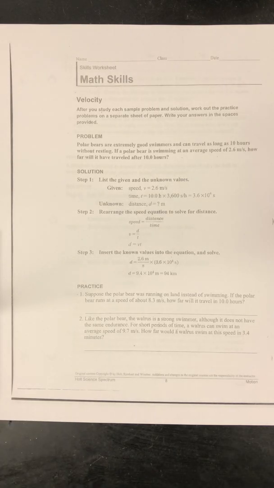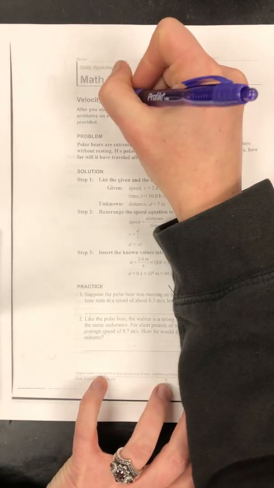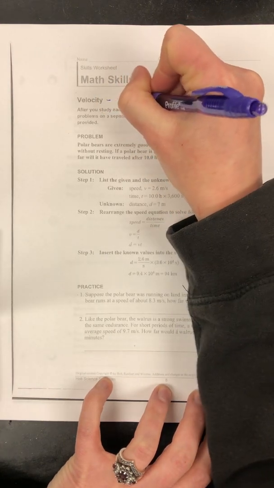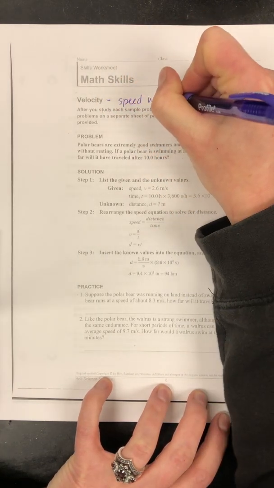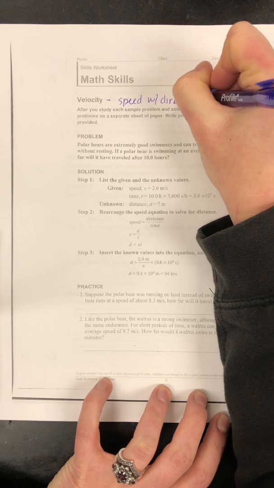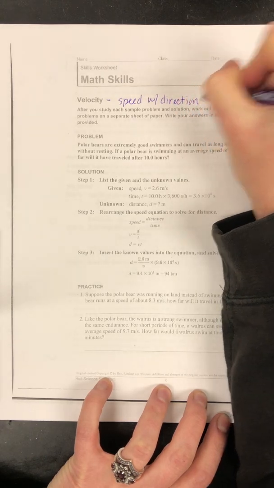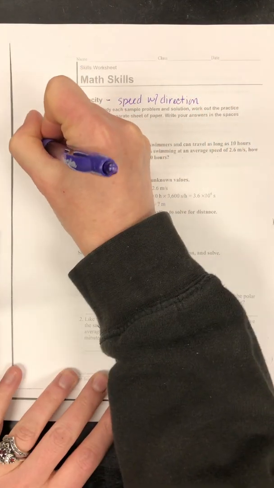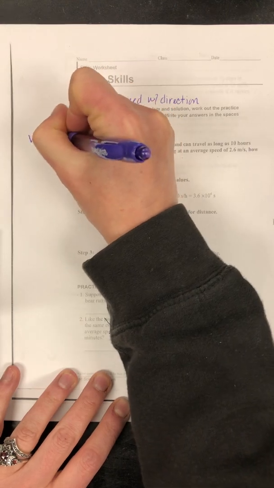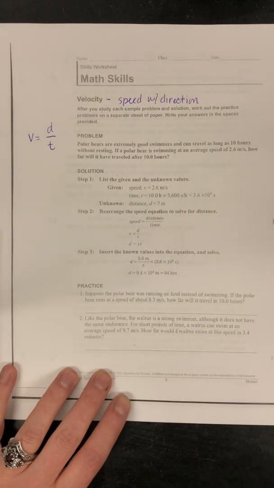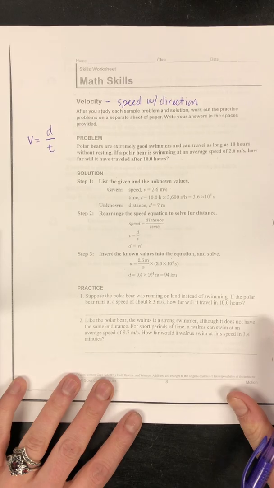I'm going to go over some velocity problems with you. Remember I told you the other day, velocity is just speed with a direction. So it's the very same formula for speed. So velocity is distance over time. Now, I'll give you a little hint right here.